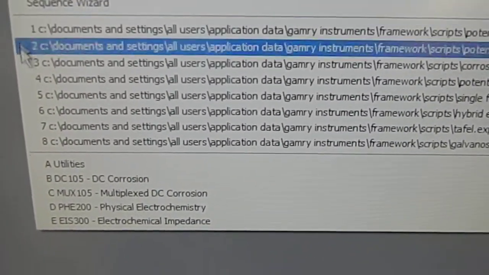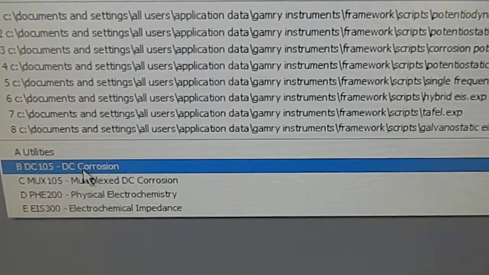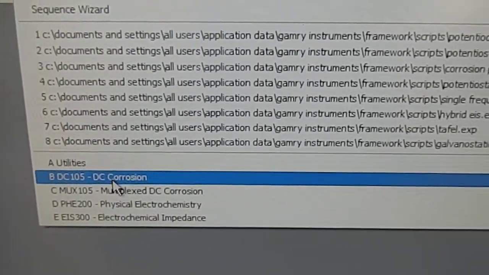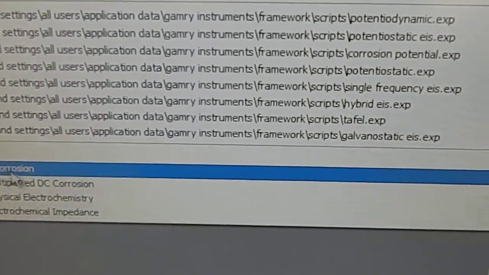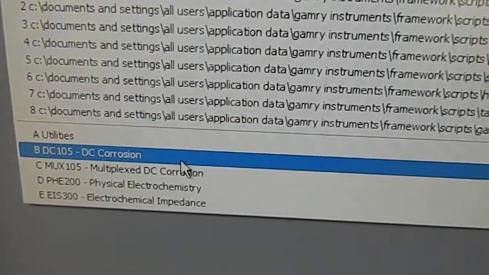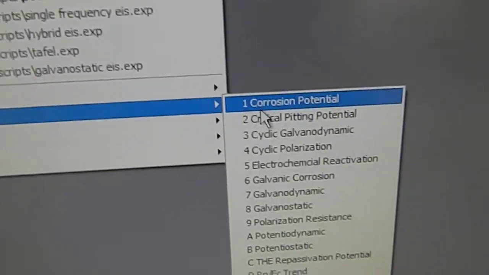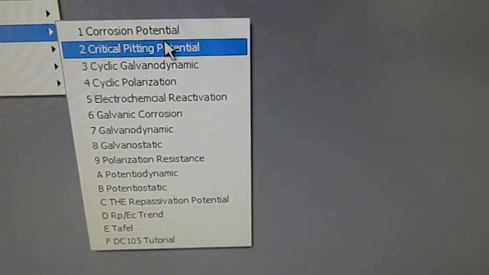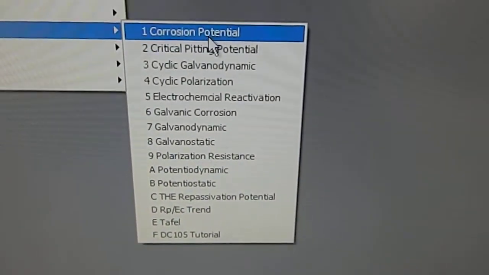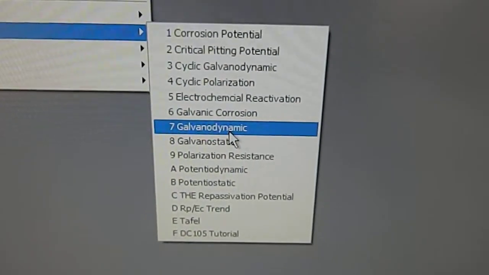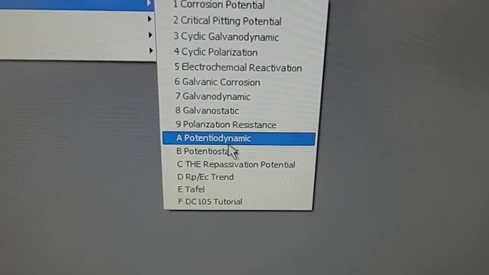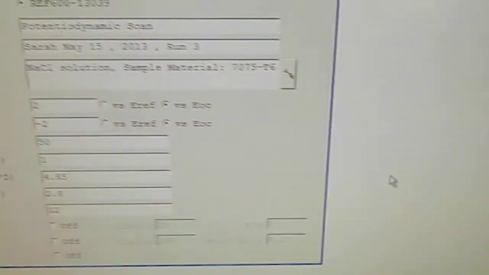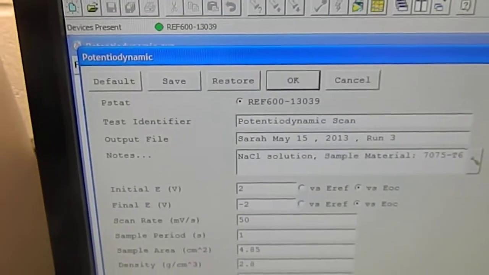It drops down, and to run the Tafel curve, you have to choose DC105. See, and from DC105 again go down, you have to choose potentiodynamic. This one. Okay, now here the window pops up.